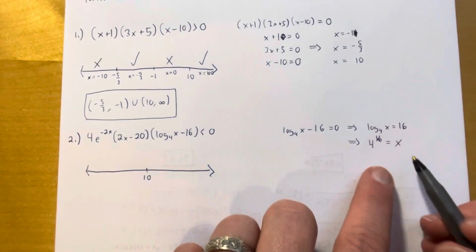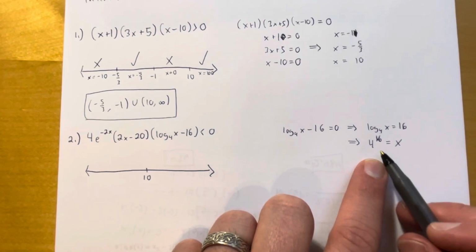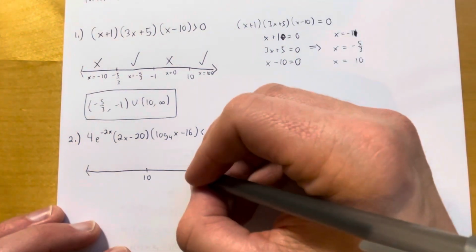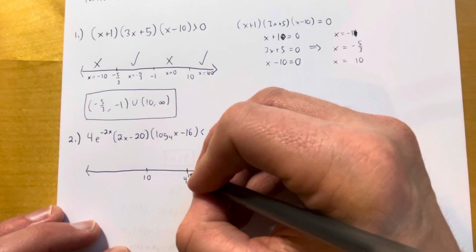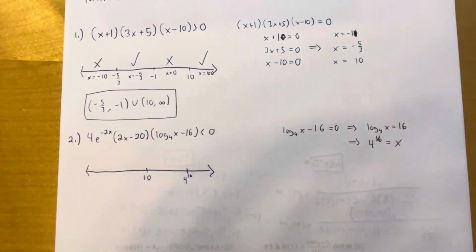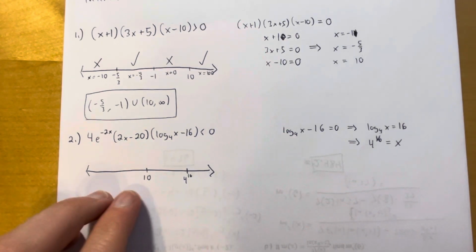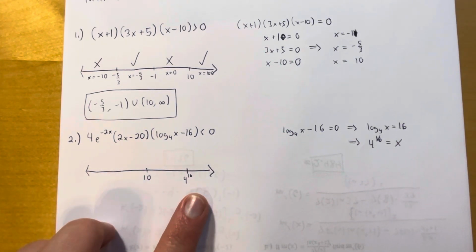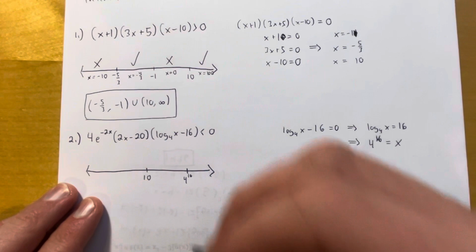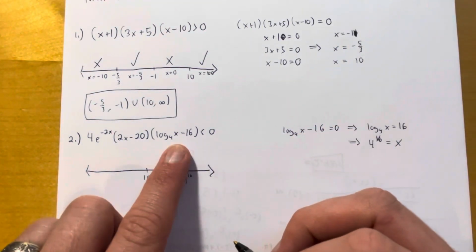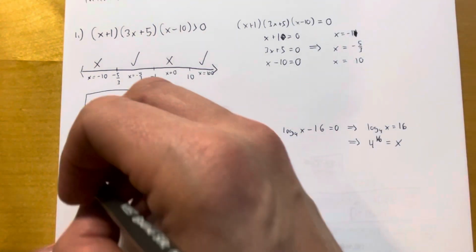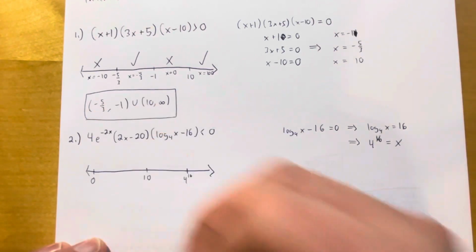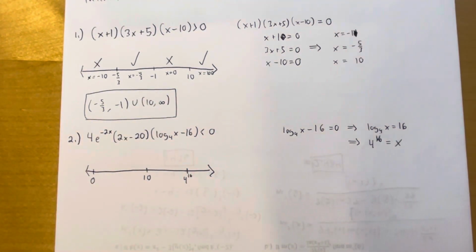So that's actually a gigantic number, 4 to the 16th power. So I'm not going to bother writing that in decimal notation. I'm going to leave it in the form 4 to the 16th power. Okay. Now, I have 3 subintervals to work with. So one thing that I also need to remember is that logarithms are not defined for negative numbers. So there's also a boundary down here at 0. I can't plug 0 into this expression.